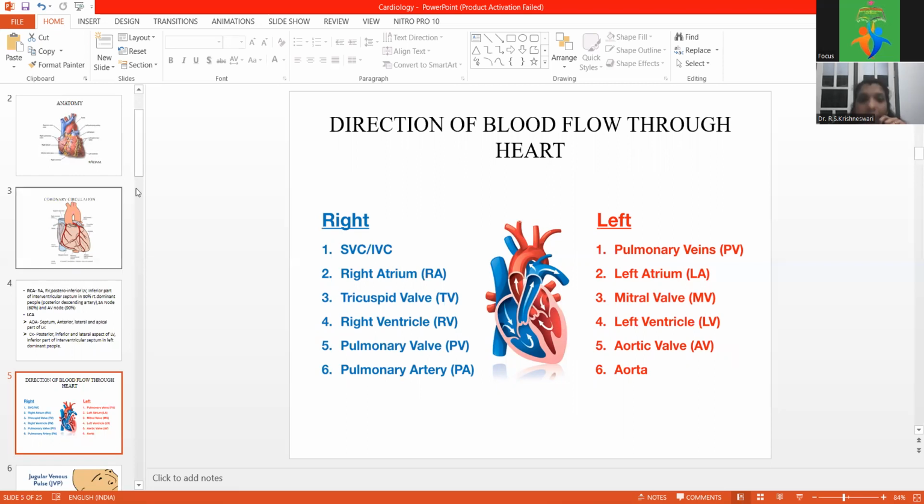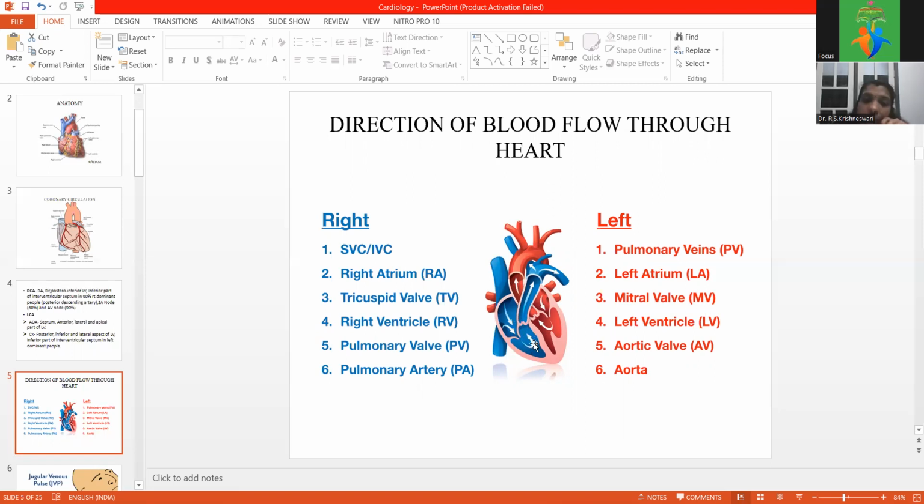So what happens on the right side is, the superior vena cava carries impure blood from the upper part of the body, and the inferior vena cava carries impure blood from the lower part of the body, and it drains into the right atrium. You can see the right atrium here. So from the superior vena cava and inferior vena cava, impure blood from all parts of the body is drained into the right atrium. Understood? From the right atrium, it goes to the right ventricle.